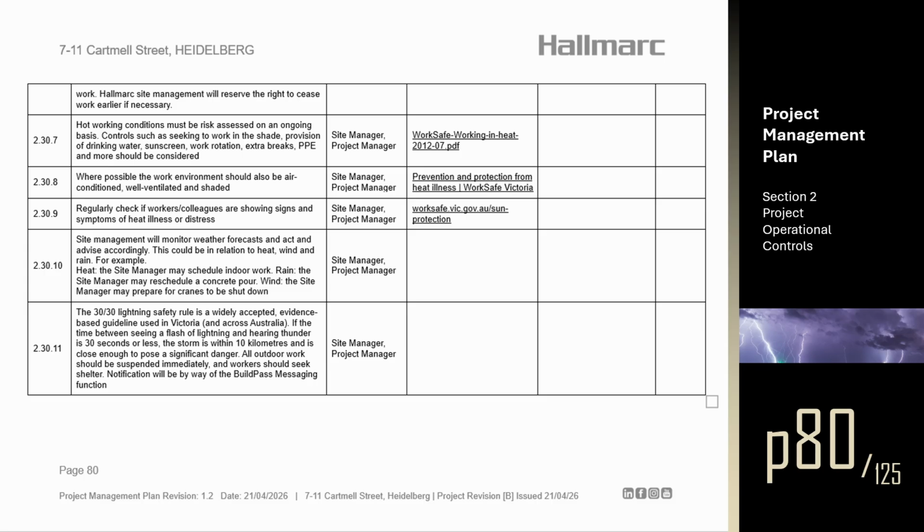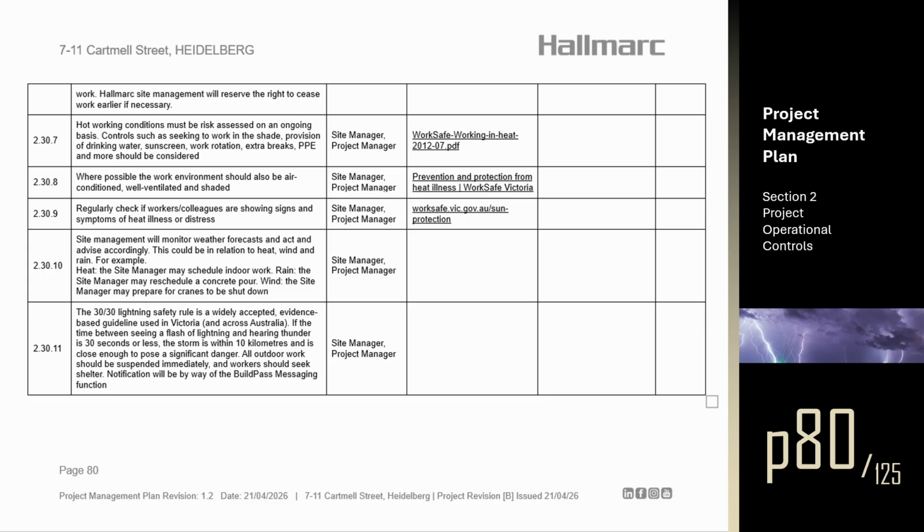Section 2.30.10. Site management will monitor weather forecasts and act and advise accordingly. This could be in relation to heat, wind and rain. For example, heat, the site manager may schedule indoor work. Rain, the site manager may reschedule a concrete pour. Wind, the site manager may prepare for cranes to be shut down.